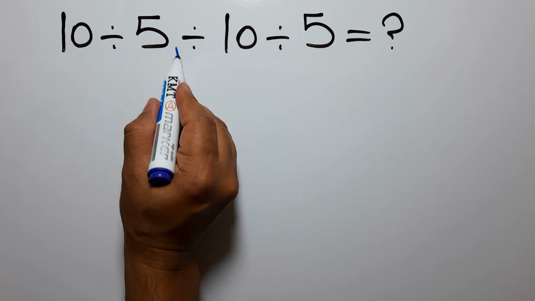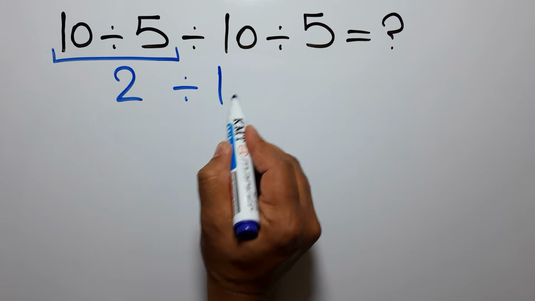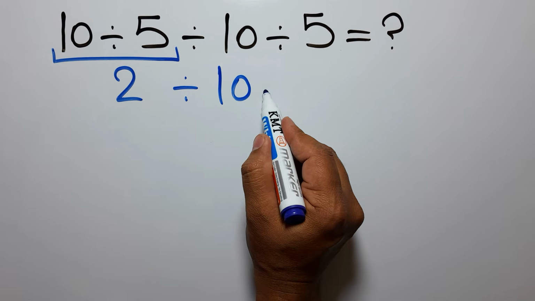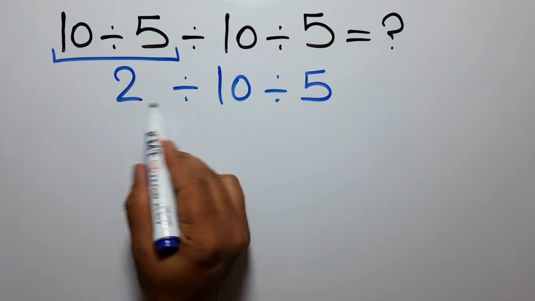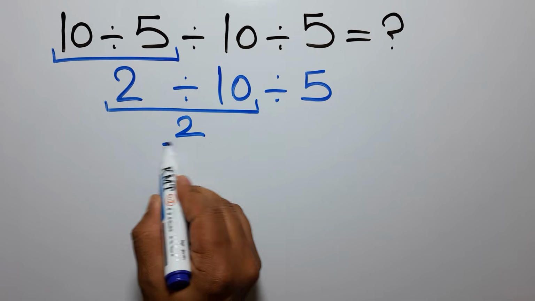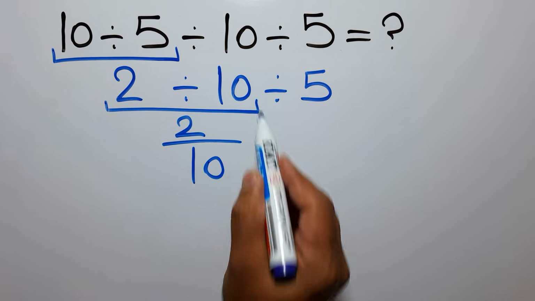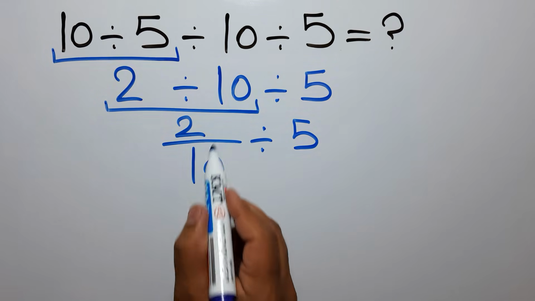10 divided by 5 gives us 2. So we have 2 divided by 10, and again here we have divided by 5. Now we have to do this division. 2 divided by 10 gives us 2 over 10. Then divided by 5. Now let's simplify this fraction.